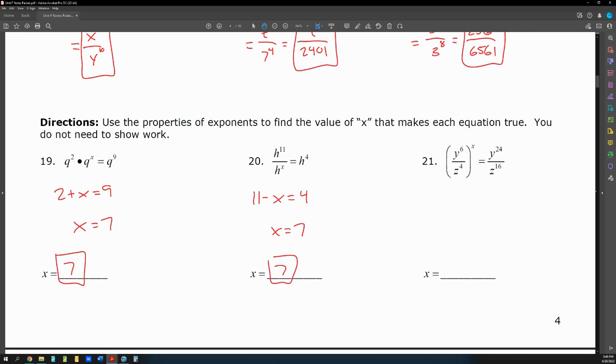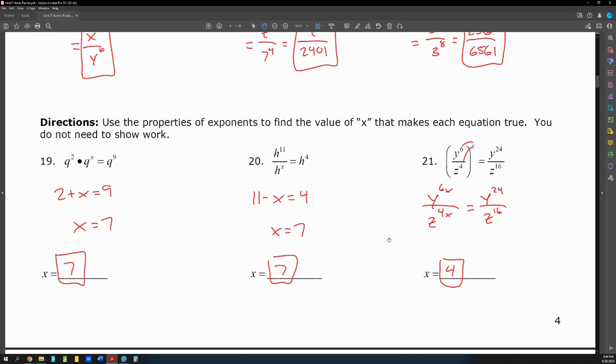And finally, this is our power rule. We can distribute that exponent into both the numerator and denominator. We get y to the 6x over z to the 4x is equal to y to the 24 over z to the 16. And then you can ask yourself, well, what number times 6 is equal to 24? And what same number times 4 is equal to 16? The answer, 4.